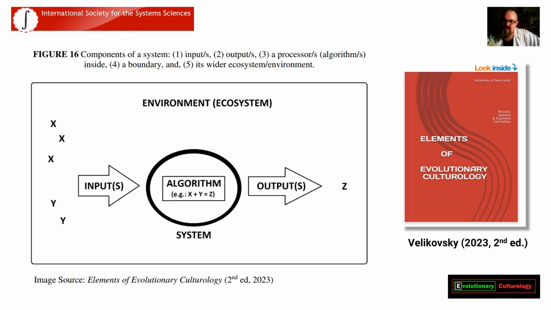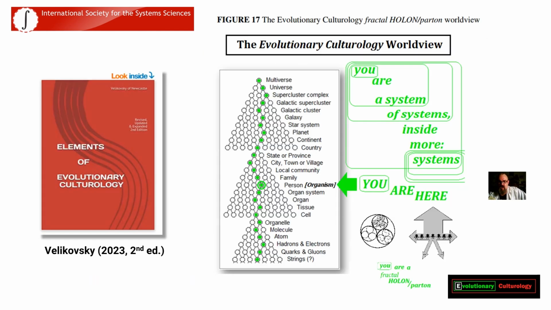Yep, figure 16, there's the old 5 minimum requirements for a system: inputs, outputs, a processor or algorithms inside, a boundary to the system, and then it's part of a wider ecosystem or environment. Everything's a system, but it can be reduced scientifically and mathematically to a fractal whole-on parton with the 3 laws. And you can use that to find units of culture in any domain. Next. There's figure 17 again, good old EvCult worldview.